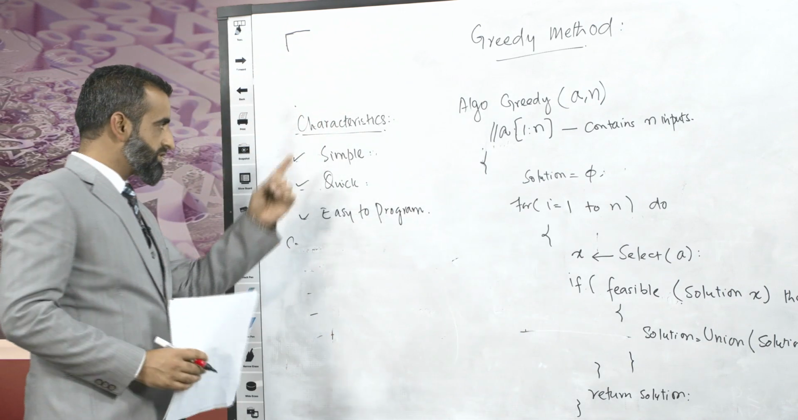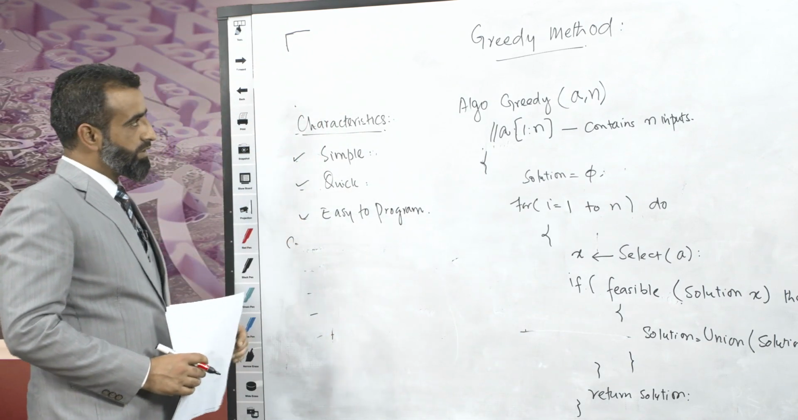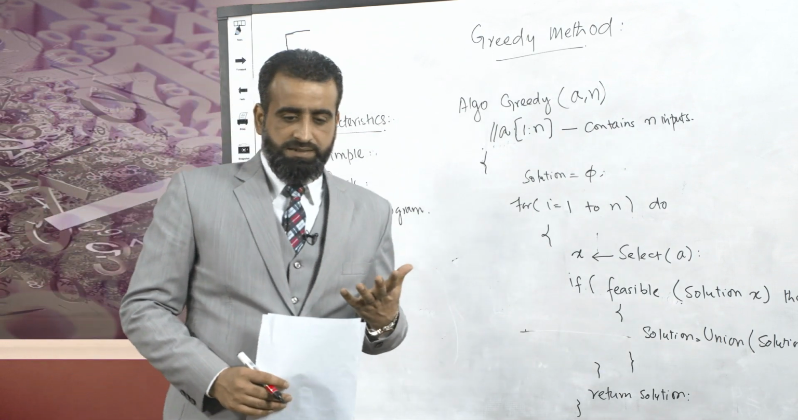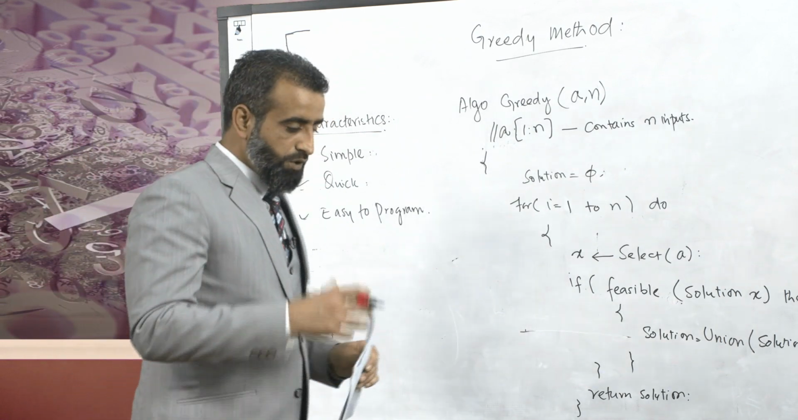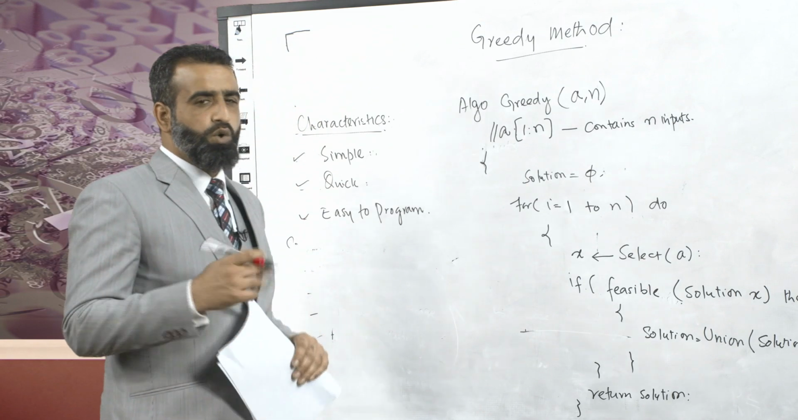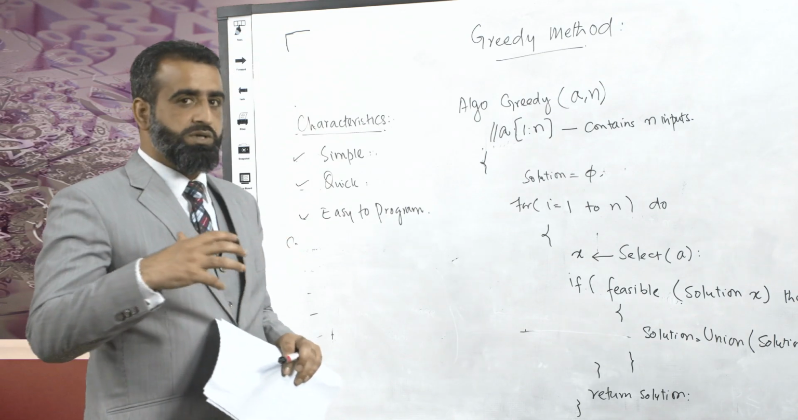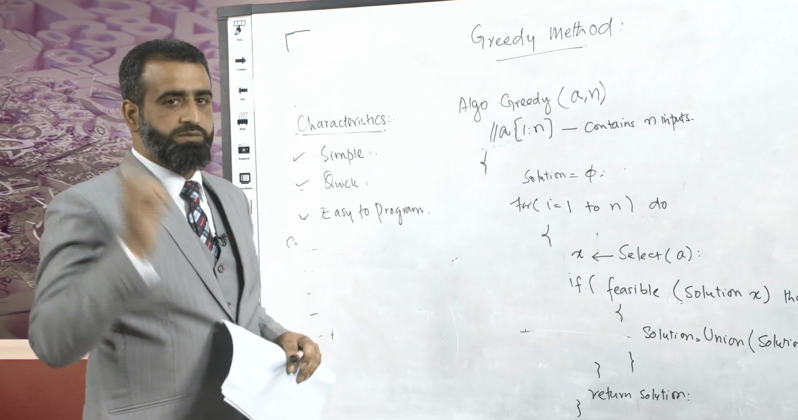So these are certain characteristics. Why do we use these greedy methods? The idea behind the greedy method is that we try to find a locally optimal solution with the hope that this locally optimal solution will actually take me to the globally optimal solution.